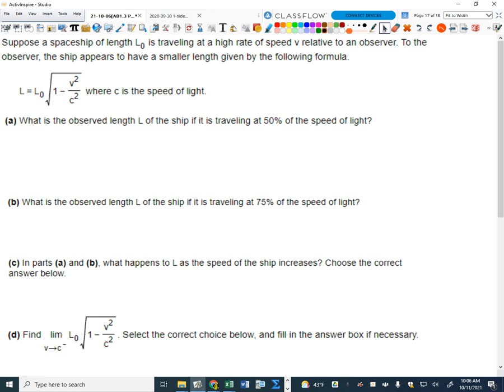They could go very close, 99.99% the speed of light, but they could never go the actual speed of light, right? They just get very, very close because of this relativistic mass increase.